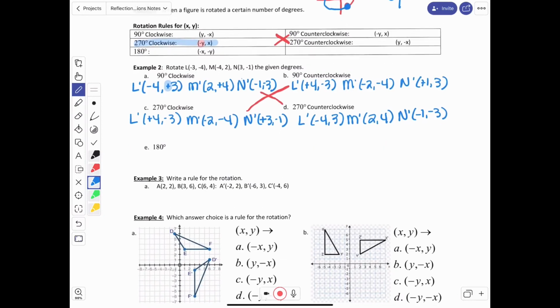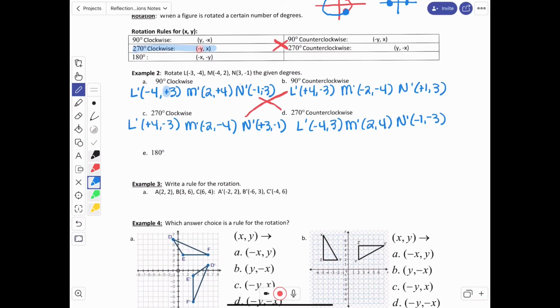Okay. Now, on example 3, it wants me to write a rule for the rotation. So we've got to figure out what's happening. Now, if we compare these 2 points here, those are not good points to compare because they both have 2's in them. So I don't want to compare points A and A, okay? B would be good points to compare because I have 3, 6, and 6, 3.